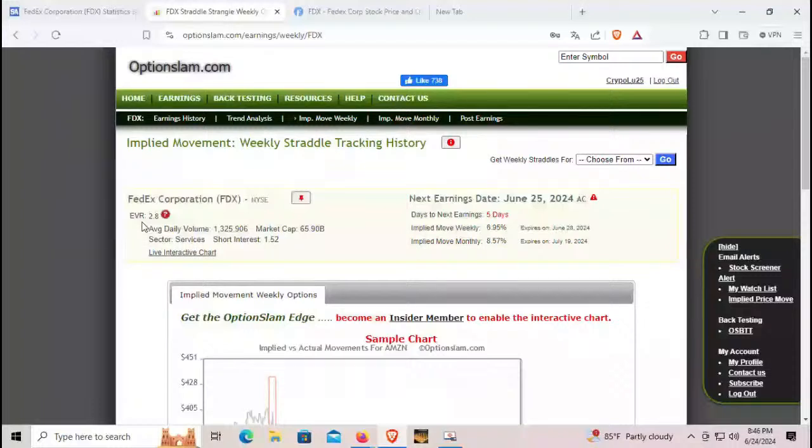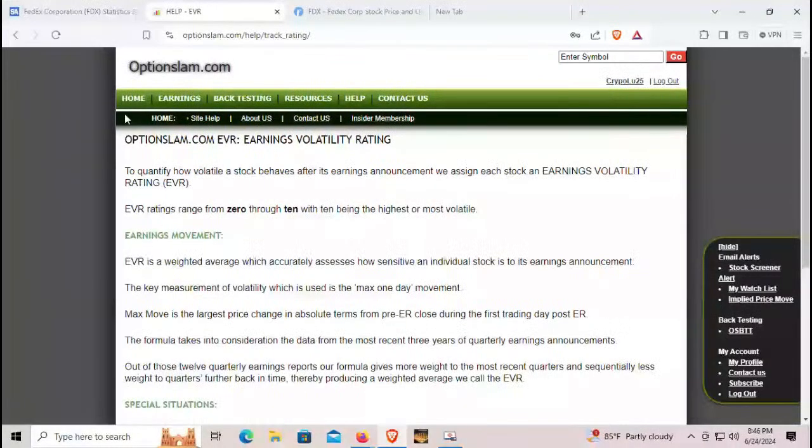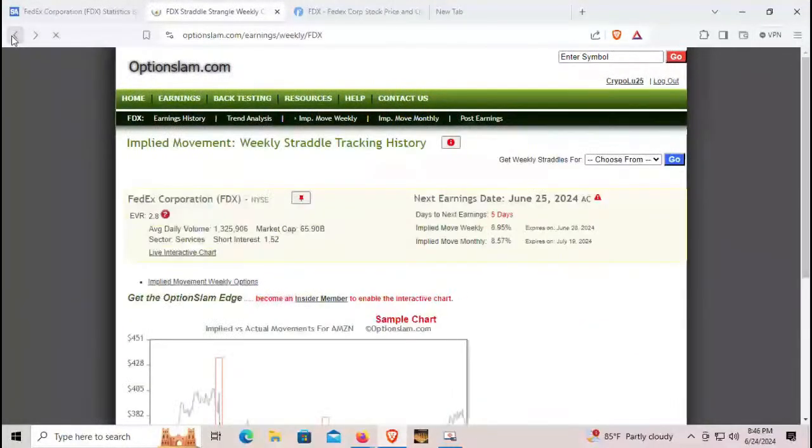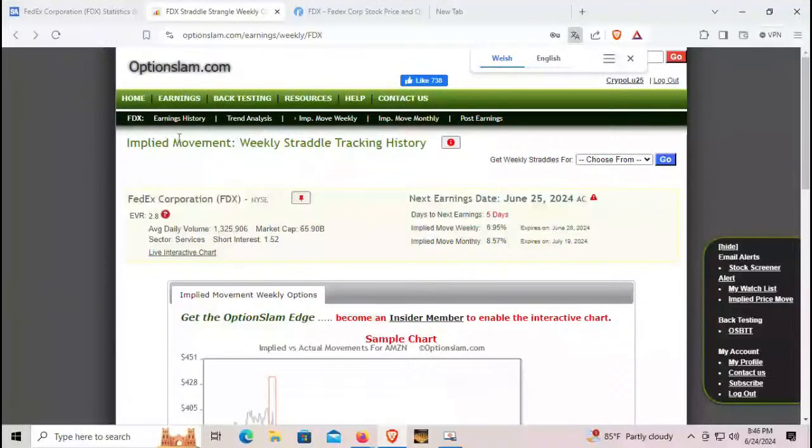Let me explain this website. Okay, they have the 2.8 EVR. Actually, here they have a little interrogation. 0 to 10. Their earnings volatility. Okay, let's go back. So then we'll see implied movement, weekly straddle tracking history.